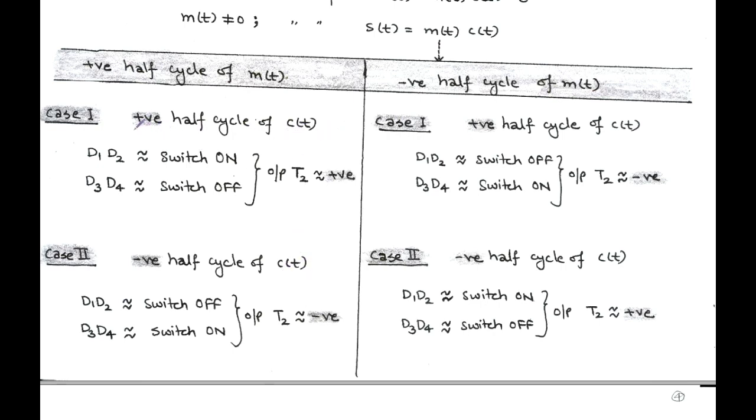So in both the positive half cycle of the message and the negative half cycle of the message, we take 2 cases. In the first case, we take a positive half cycle of the carrier, and in the second case, we take a negative half cycle of the carrier. So we consider them individually. First we consider a positive half cycle of the message signal. In this, we consider the first case, that is positive half cycle of carrier.